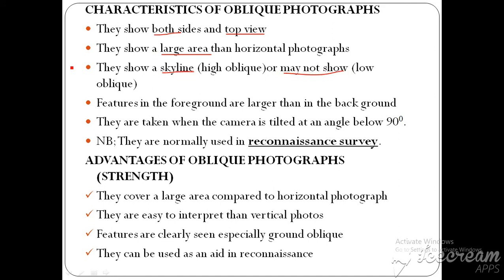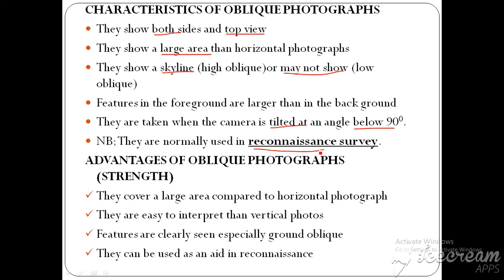Features in the foreground are larger than those in the background, I think like horizontal photographs. They are taken when the camera is tilted at an angle below 90 degrees. So you find that the camera is tilted at an angle below 90 degrees. They are normally used in the reconnaissance survey. If you remember reconnaissance in surveying.